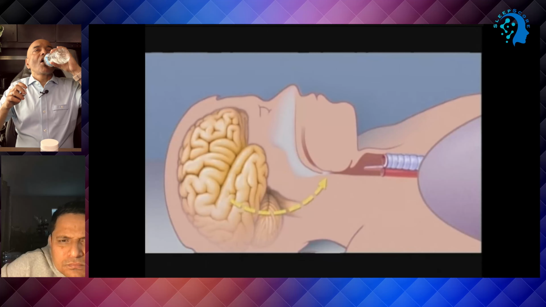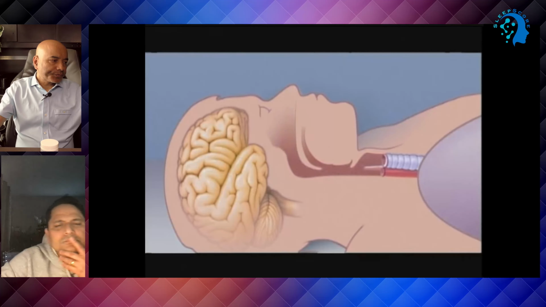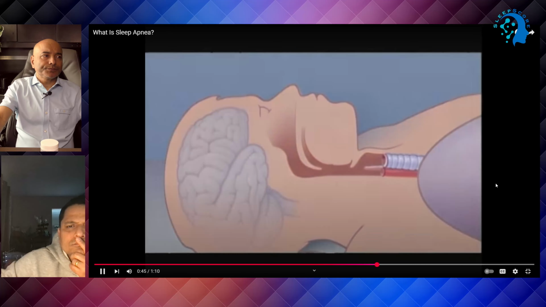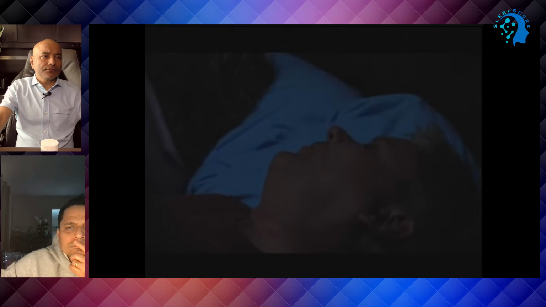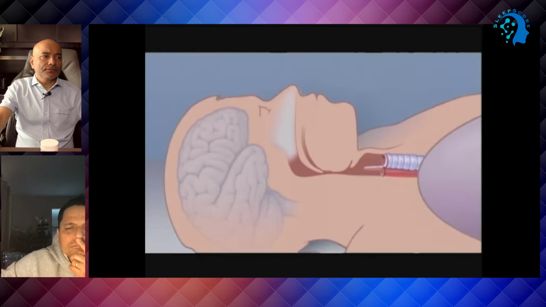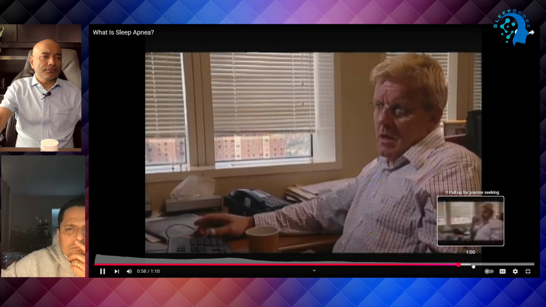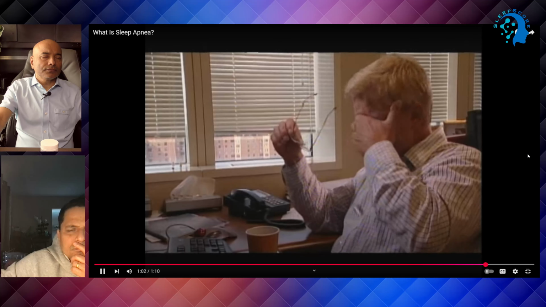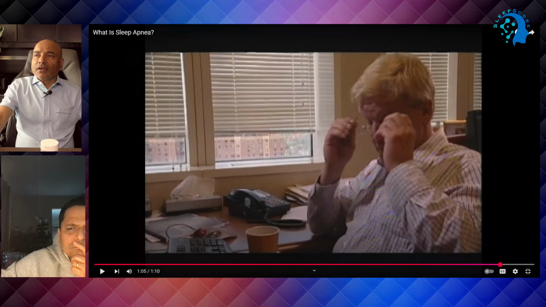The brain quickly activates the muscles that hold the throat open. Air gets through again, and the brain goes back to sleep. This only takes a few seconds. You may not even know you've awakened, but this process may happen over and over, hundreds of times, all night long. You may never get into the deep, restful stage of sleep. As a result, you may feel exhausted when you wake up and feel sleepy all day. That is called sleep apnea.